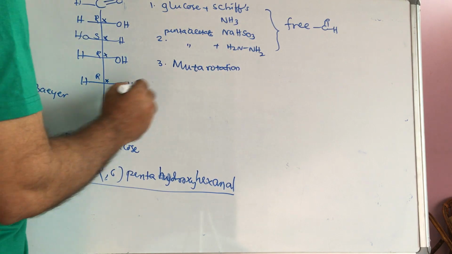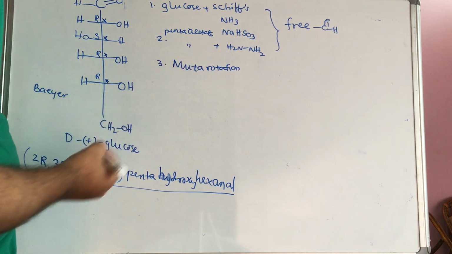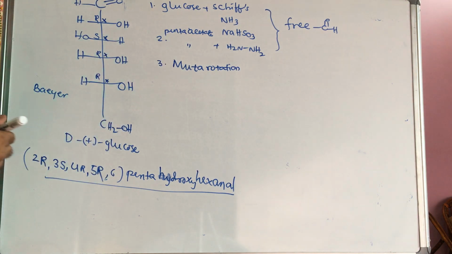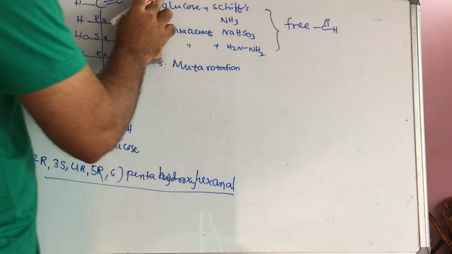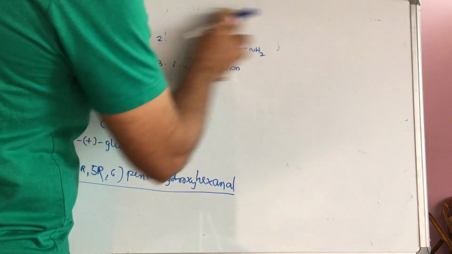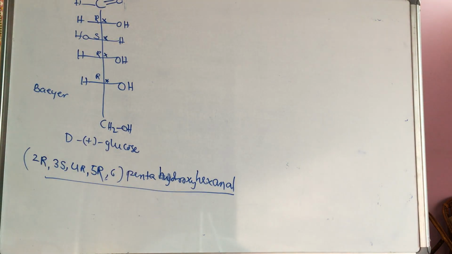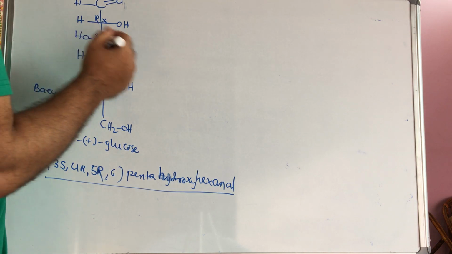What is mutarotation? First we will discuss the alpha and beta forms of glucose, then we will discuss mutarotation. So now I am discussing the alpha and beta forms of glucose. What are the alpha and beta forms of glucose?